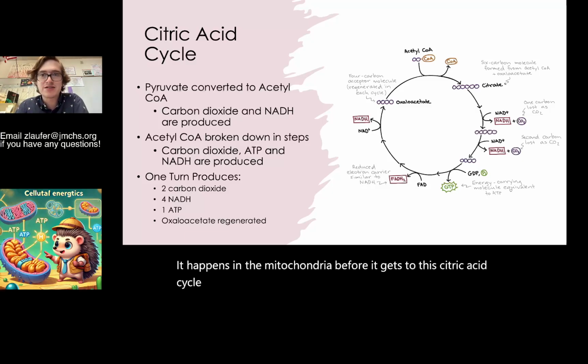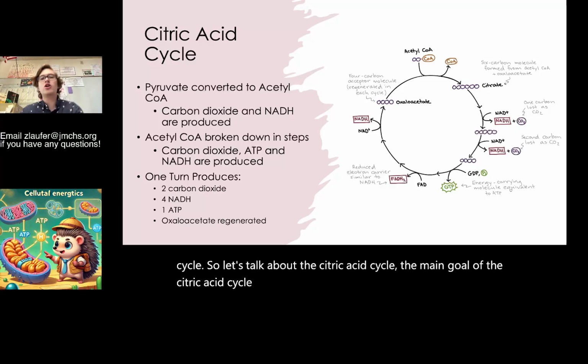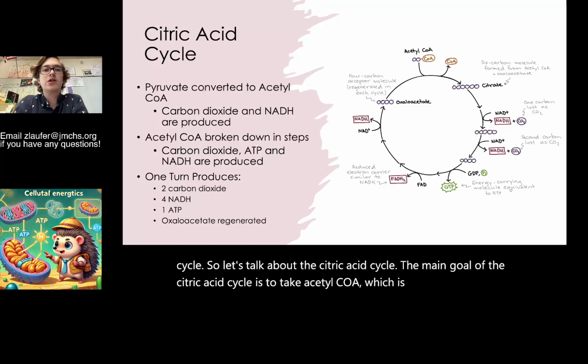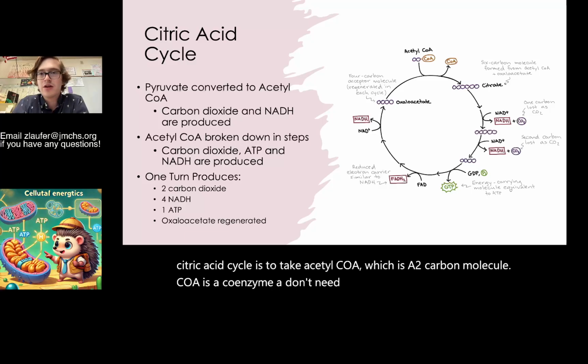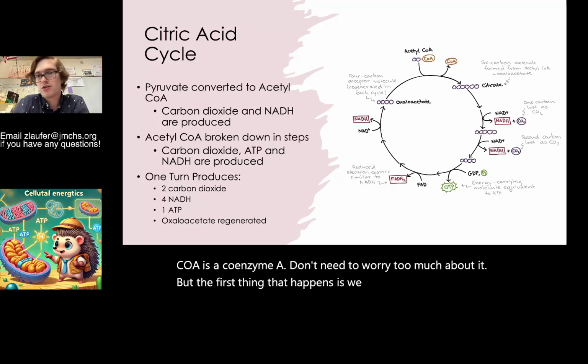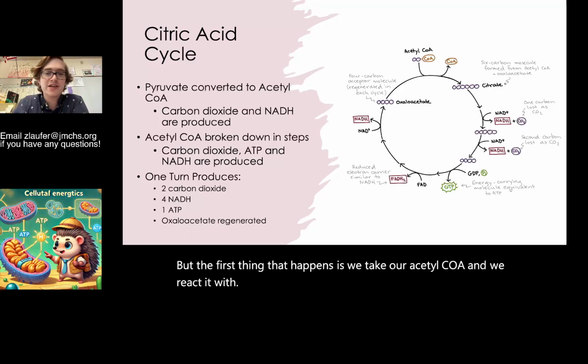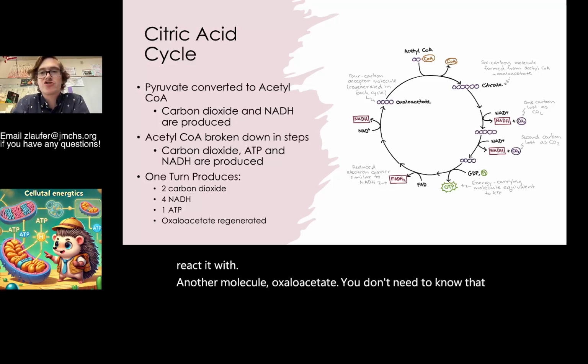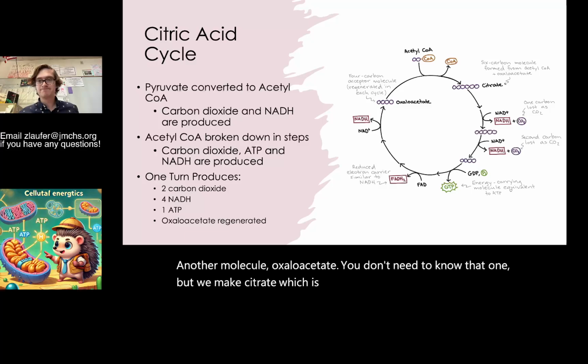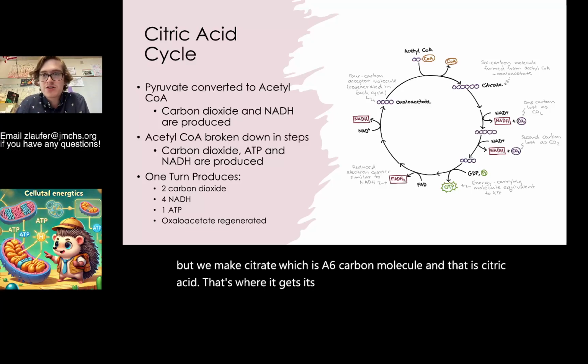So let's talk about the citric acid cycle. The main goal of the citric acid cycle is to take acetyl-CoA, which is a 2-carbon molecule. CoA is coenzyme A. Don't need to worry too much about it. But the first thing that happens is we take our acetyl-CoA and we react it with another molecule, oxaloacetate. You don't need to know that one. But we make citrate, which is a 6-carbon molecule. And that is citric acid. That's where it gets its name from. So citrate is the thing we are going to be breaking down.